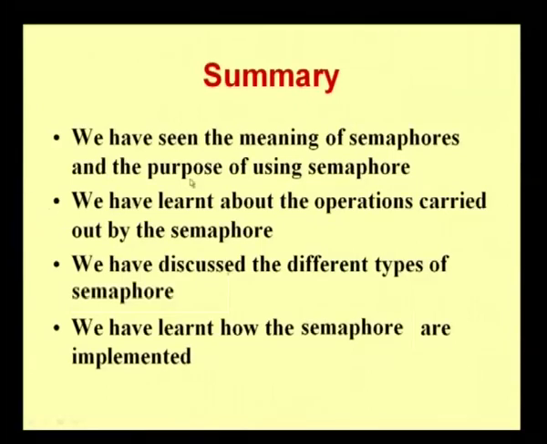Now, let us summarize whatever we have seen in today's lecture. So, we have seen what a semaphore is, what is the meaning of a semaphore and what is the purpose of using a semaphore. We have learnt about the operations carried out by a semaphore. There are three different operations: initialization, increment and decrement are the three operations that are carried out by a semaphore. Then we have discussed the different types of semaphores. One is a strong semaphore, the other one is a weak semaphore. We have as well learnt how the semaphores are implemented on a real-time basis.